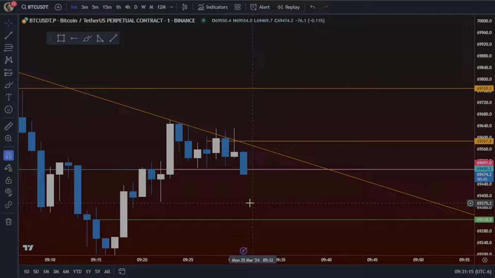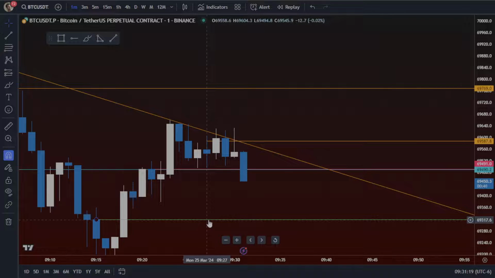Let's see what happens here. And if you were stubborn enough to still be in the trade, then good on you. Make sure it doesn't hit the 15. But that's a trade I would have taken. I would have managed it. I would have exited break even. And if it's moving down now, that's fine.